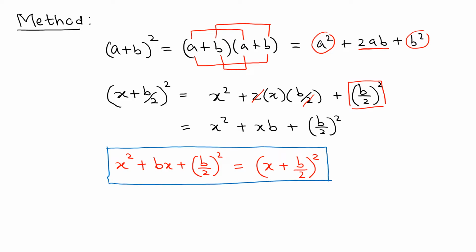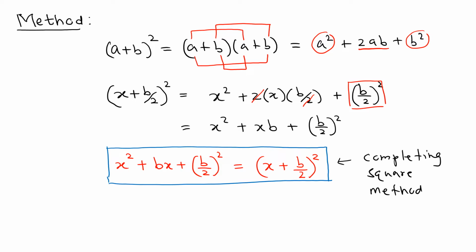So this is the completing square method. We write backward. We start with the expression and then we write it as a complete square. And this is true for any b. b can be positive, negative, or even 0.